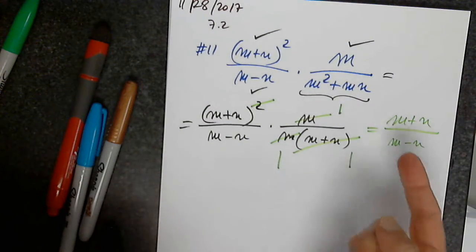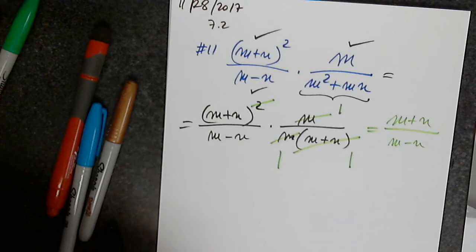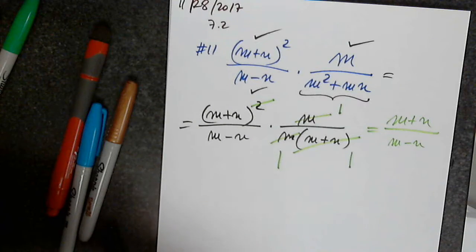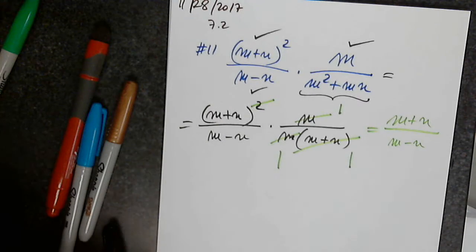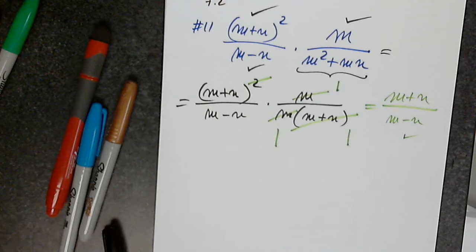Now, I'm tempted to simplify this m with this m and this n with this n and get something. No. Why? Because m and n are not factors, they are terms. Yes. And that's it. Very good. Becky, is this okay? Okay.